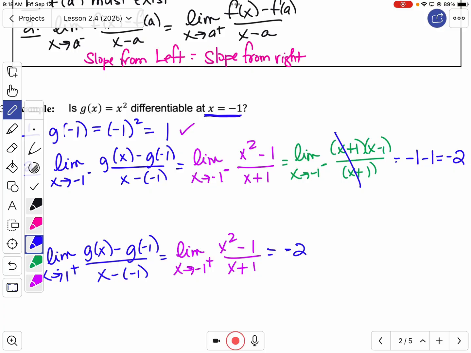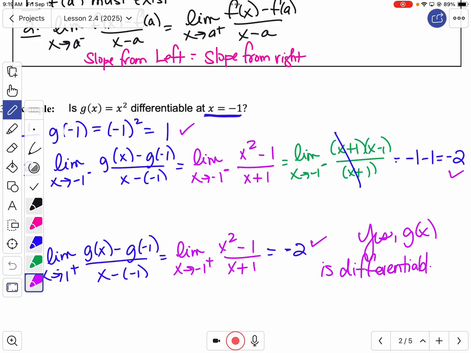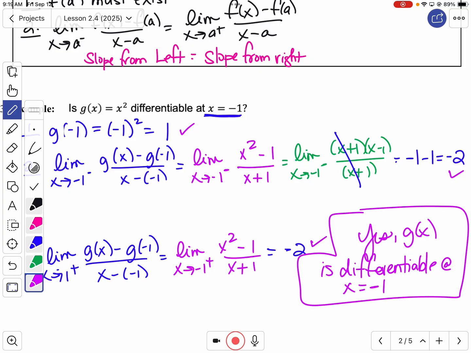So now, is this differentiable at x equals -1? Did we meet all three requirements? We sure did. So yes, g of x is differentiable at x equals -1. I'm going to let your work speak for it so we don't have to put a proof statement in there. Okay? So that's how you prove differentiability.